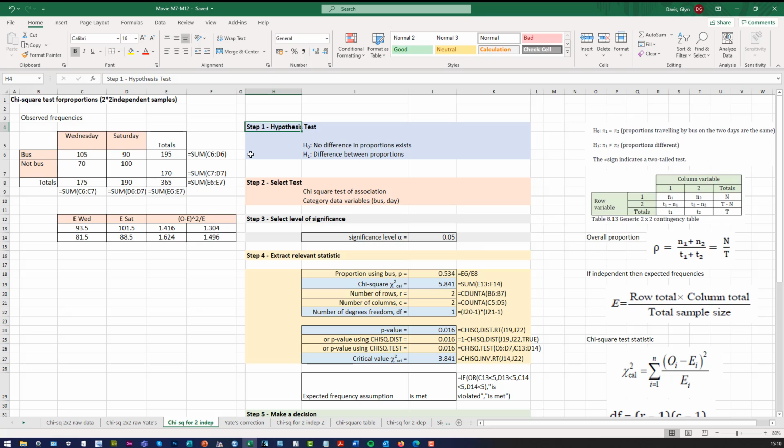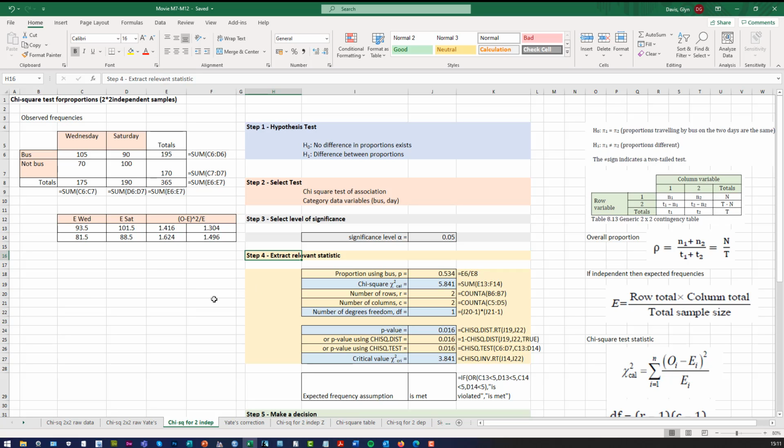So step one is to state the hypothesis. The null hypothesis is that there's no difference in proportions. The alternative hypothesis is that there's a difference between the proportions. Step two is select your test. We're going to use the chi-squared test of association because we've got categorical variables and frequency counts. Step 3 is select the level of significance, and again we're going to choose 5%, which is 0.05, but that's your choice. Step 4 now is to extract the relevant statistics.